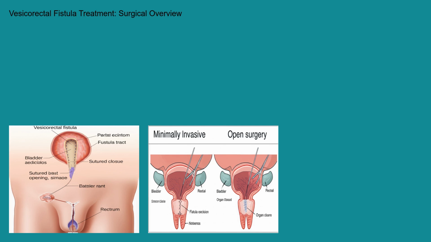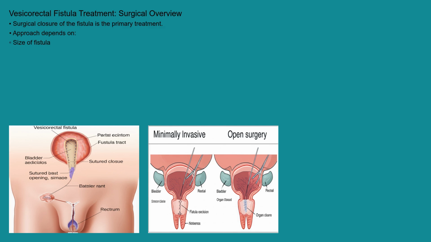The treatment of a vesicorectal fistula typically involves surgery to close the abnormal connection. The surgical approach depends on the size, location, and cause of the fistula, as well as the patient's overall health. Smaller fistulas may be amenable to minimally invasive techniques, such as laparoscopic or robotic surgery, which involves smaller incisions and potentially faster recovery. Larger or more complex fistulas may require open surgery. The surgical repair often involves separating the bladder and rectum, excising the fistula tract, and then closing the openings in both organs with sutures. A tissue flap, such as a muscle flap, may be used to reinforce the repair and improve the chances of successful closure.